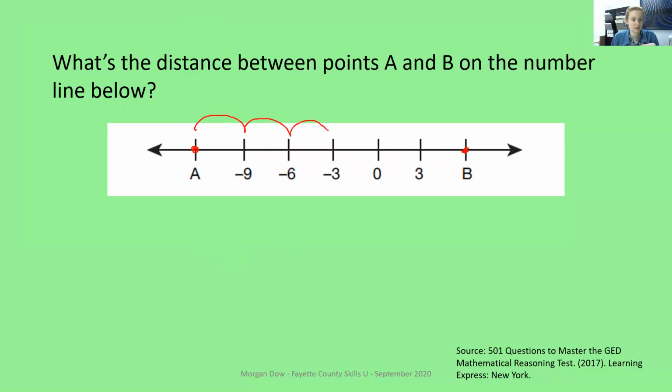So A to -9 would be 3, 6, 9, 12, 15, 18. The distance between A and B is 18, because we're counting by 3s. And that's the distance. That's all there is to it. We just have to take a minute to realize that this number line is set up to count by 3s, and then you just travel from A to B.